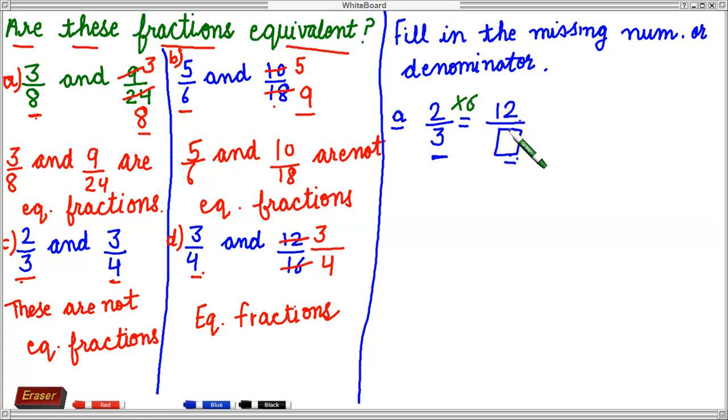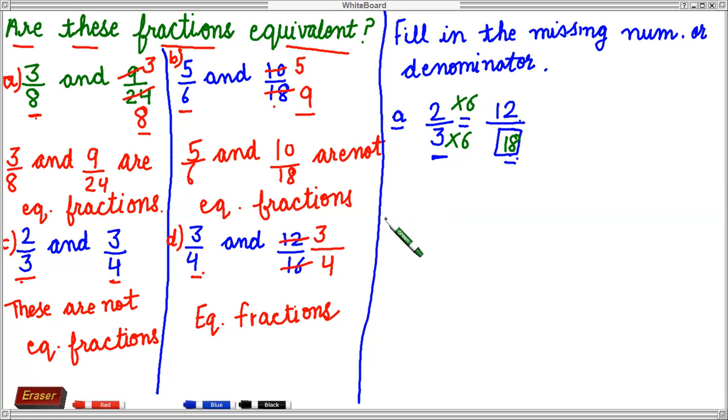When the fractions are equivalent, we multiply or divide numerator and denominator both by the same number. So if here we multiplied by 6, here also we have to multiply by 6. So 3 times 6 is 18. So the missing denominator is 18.